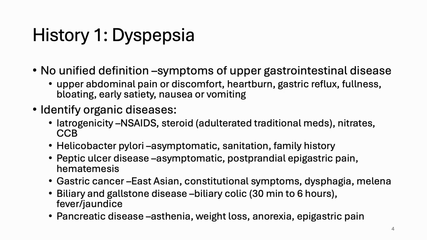Number one is dyspepsia. There's no unified definition of dyspepsia, but essentially it is a symptom of upper gastrointestinal disease. It can mean upper abdominal pain or discomfort, heartburn, gastric reflux, fullness, bloating, early satiety, nausea, and vomiting. The most common cause of dyspepsia is functional dyspepsia, meaning there's no underlying organic cause. Our main task in taking history of dyspepsia is to identify organic diseases.